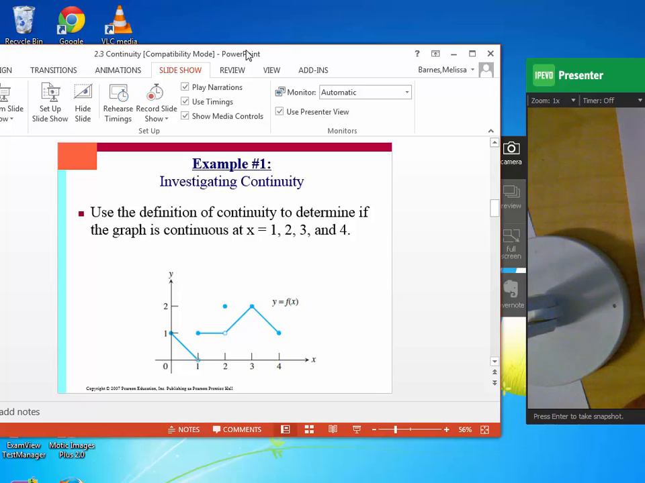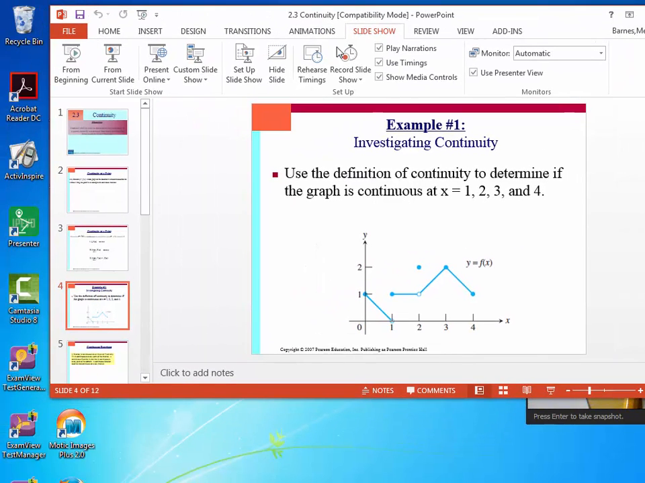If you look at 3, f of 3 is 2. The limit as x approaches 3 is 2, and therefore the function is continuous at x equals 3. And we also say the function is continuous at x equals 4 because f of 4 is 1. The limit as x approaches 4 is also 1. Even though it's only one-sided, the limit is still 1. And so the function is continuous at x equals 4.